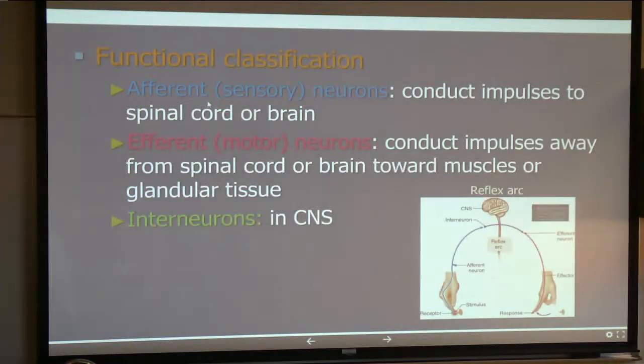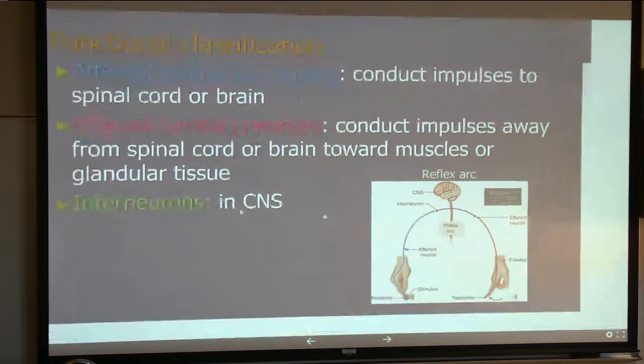Functionally, how we classify, we have afferent, which is sensory, and again, that's going towards the brain or towards the spinal cord. And then we have efferent, so your efferent or your motor, and that's carrying information away from the brain or away from the spinal cord. And we can see that in this picture right here.